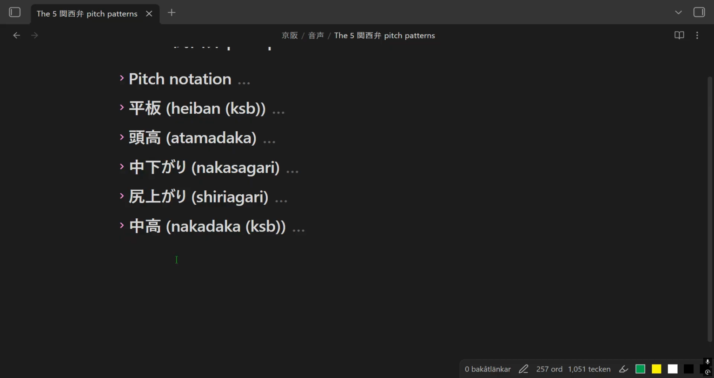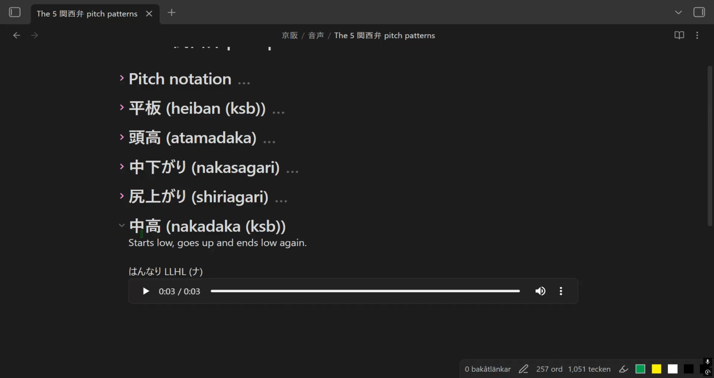Okay, so moving on to the last pattern, it's nakadaka, which is essentially the same. It's pretty similar to standard Japanese with some key differences that I'm going to note here. So Kansai Ben nakadaka starts low, goes up at some point, and ends low.